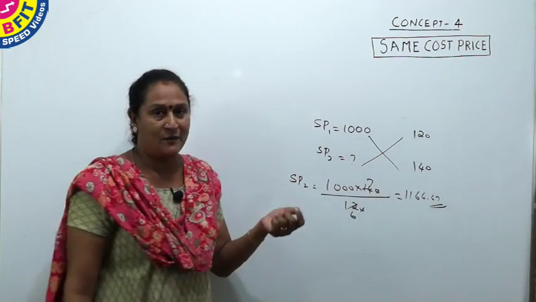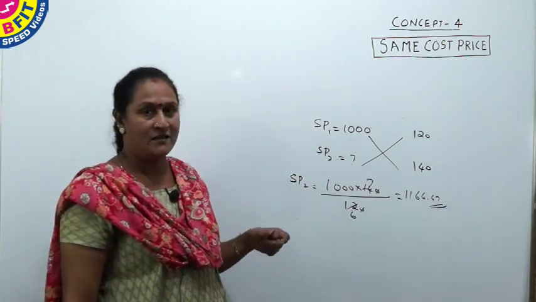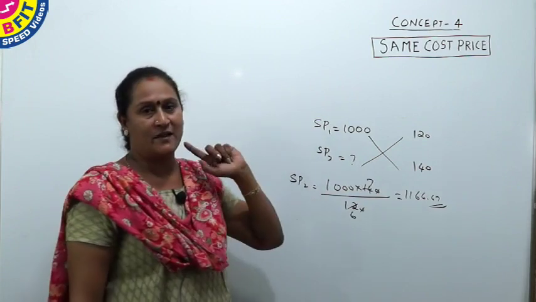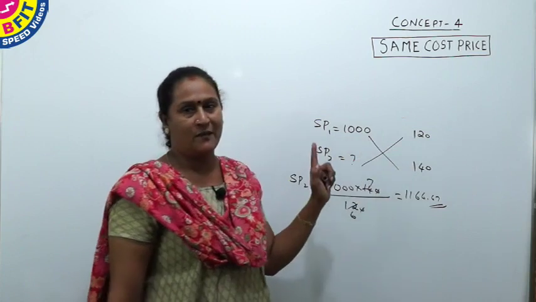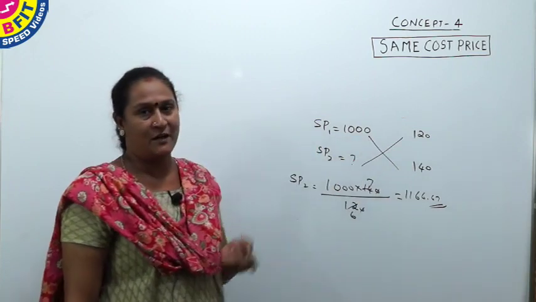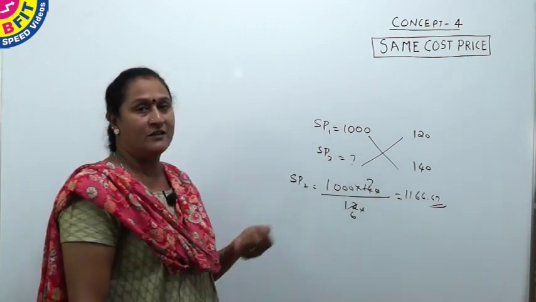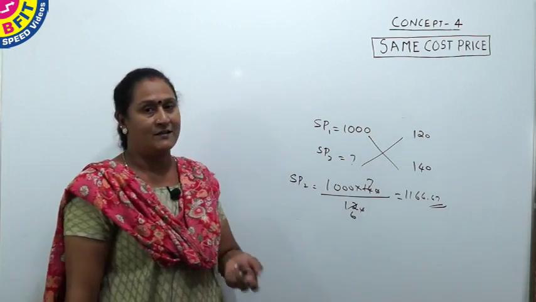So when one selling price is given and the other is asked, the base is that the cost price is the same. Just add the profit percent to 100, cross multiply, and you will get the other selling price. Using this we will see how to work out the other examples.